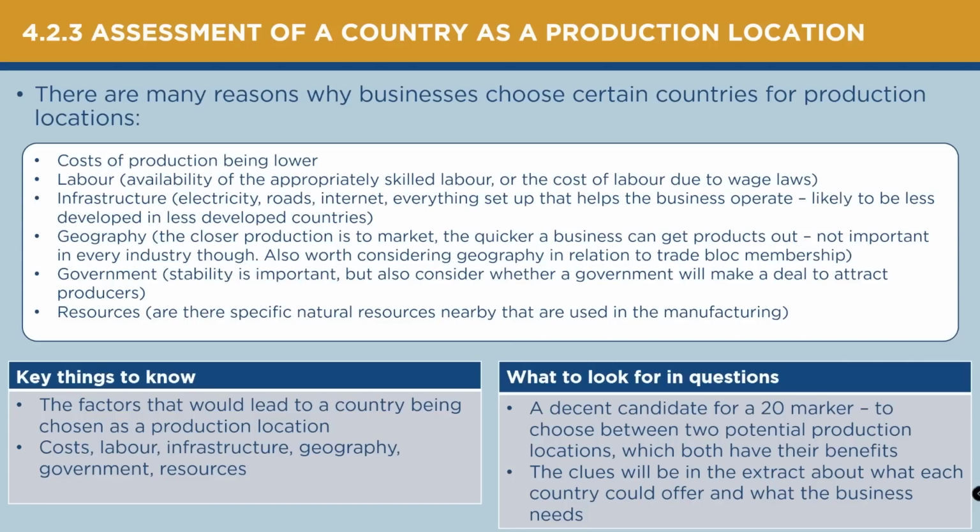Government's also worth bearing in mind. Government's been mentioned as something that's going to be on this paper, so I don't think it'll be mentioned in this context, but it's worth bearing in mind. Government stability is important, but also think about whether government will try and attract a producer by offering some sort of incentive. We've seen this with Ireland and Apple and Amazon, where they've offered tax advantages to encourage businesses to set up there. And maybe it's just actually resources. Maybe there's specific natural resources nearby that are used in the manufacturing. Don't think that's going to be necessarily the case in the sporting industry, but it's worth paying attention to.